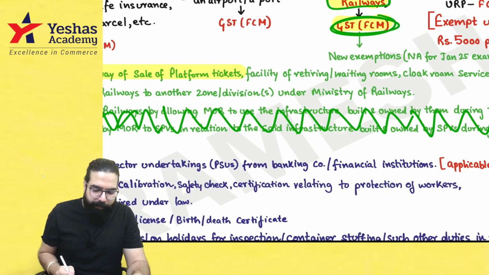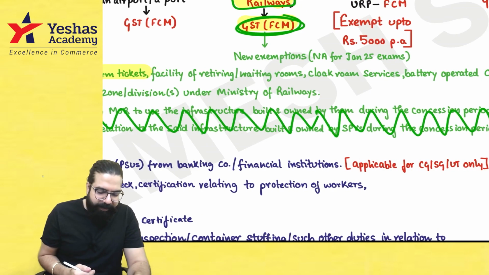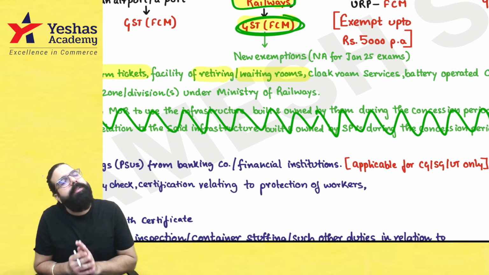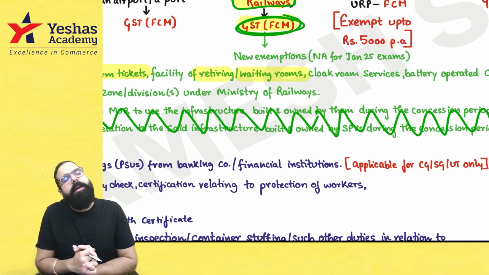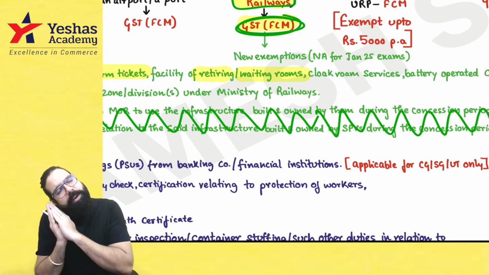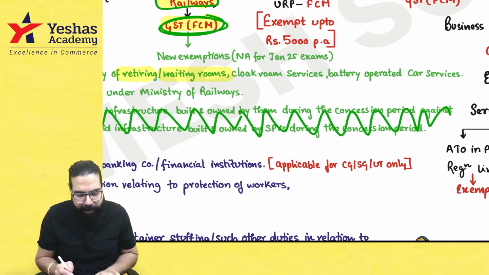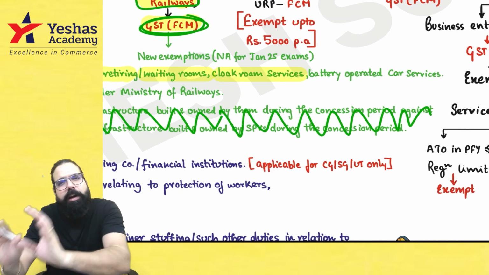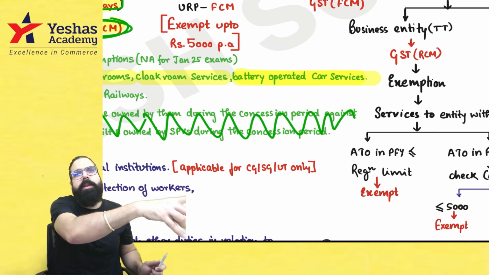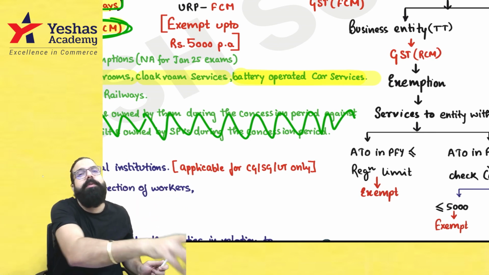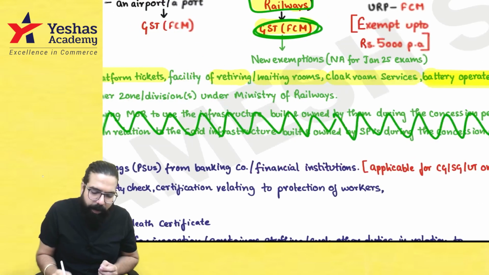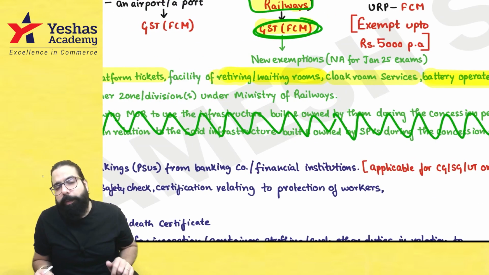When you buy a platform ticket or go to the railway station, there are retiring rooms and waiting rooms where you can stay for some time, might be 6 hours. Your next train is after 6 hours, so you can stay in the waiting room and sleep for some time. In the cloak room, you can keep your goods. Or battery operated car services, to go from one platform to another platform, are nowadays there in the railway station. All these are small services of 20 rupees, 30 rupees. But waiting room, retiring room, they charge 400-500 rupees.